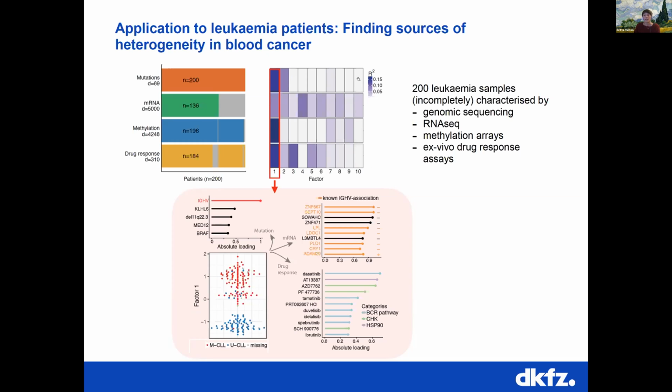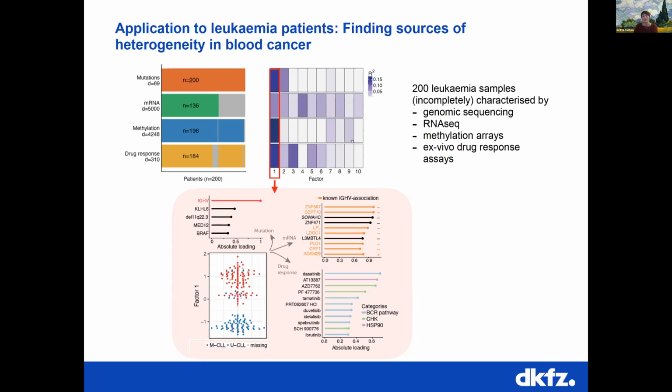And for this, we recovered 10 factors using the MOFA framework. And you can see that there's a very clear decomposition, where we can distinguish factors that only explain variation on some of the molecular layers from factors that are more universal, like the first one, which is active on all of the different molecular layers.